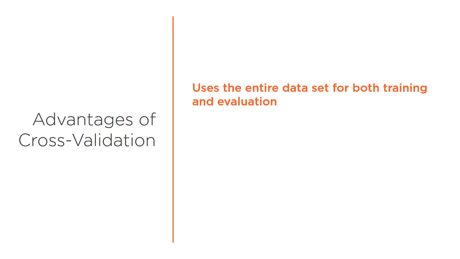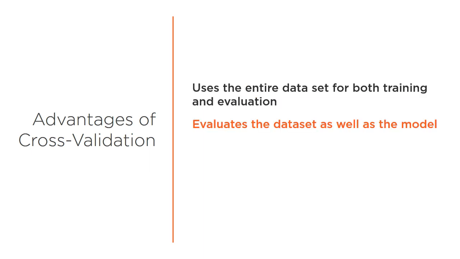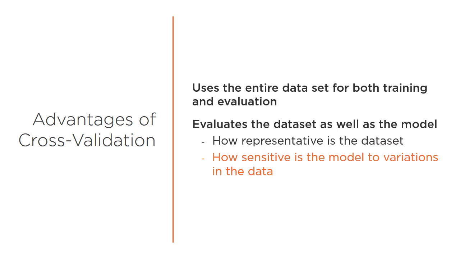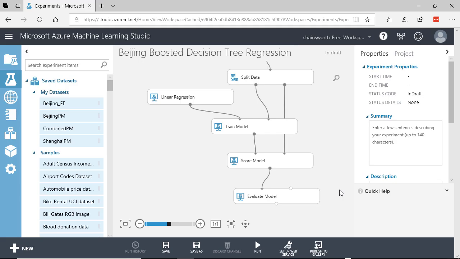Using cross-validation, we use all of the data for both training and testing. In this way, we are really evaluating the dataset as well as the model. Cross-validation can help indicate how representative the dataset is, and also how sensitive the model is to variations in the data. To begin, I have copied our linear regression experiment.